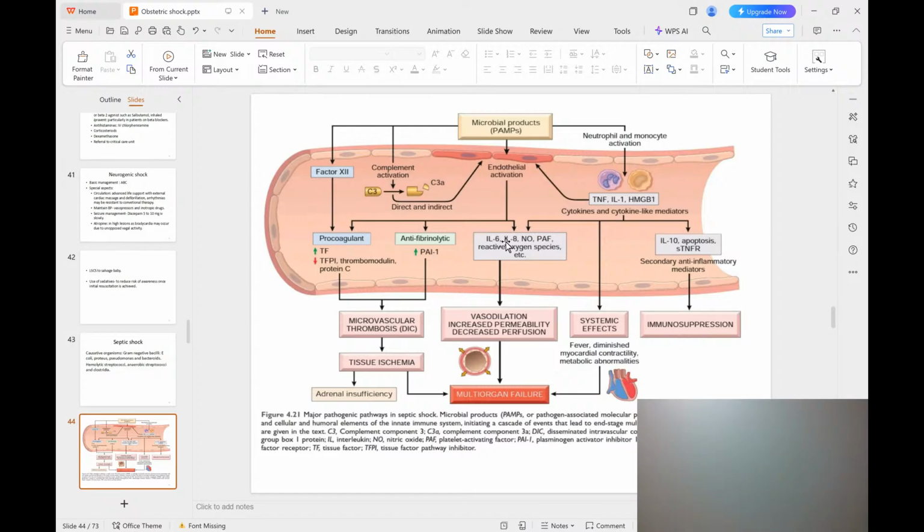and also there will be vasodilation, which will increase the permeability and decrease perfusion, and systemic effects of fever, diminished myocardial contractility, metabolic abnormalities, and immunosuppression can be caused.